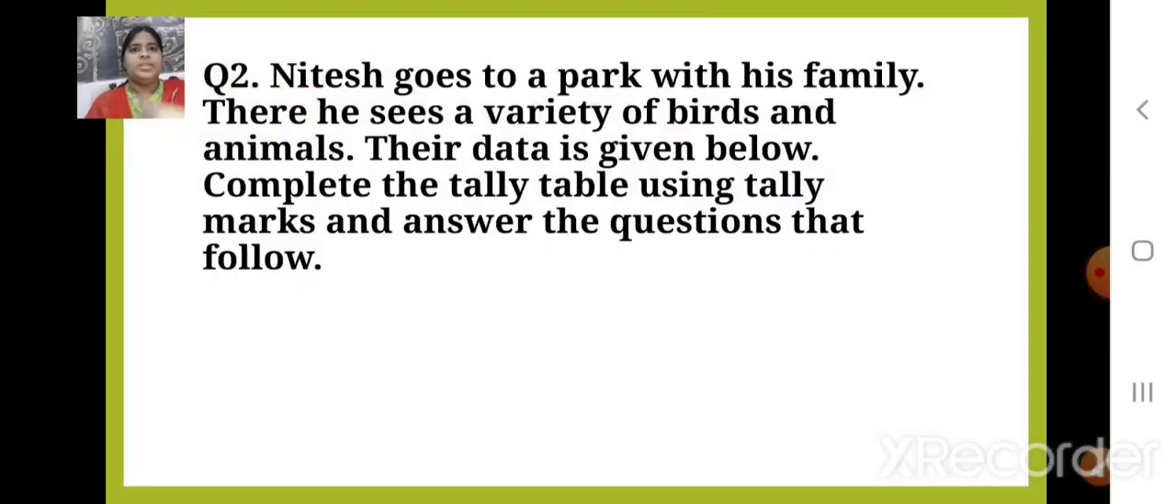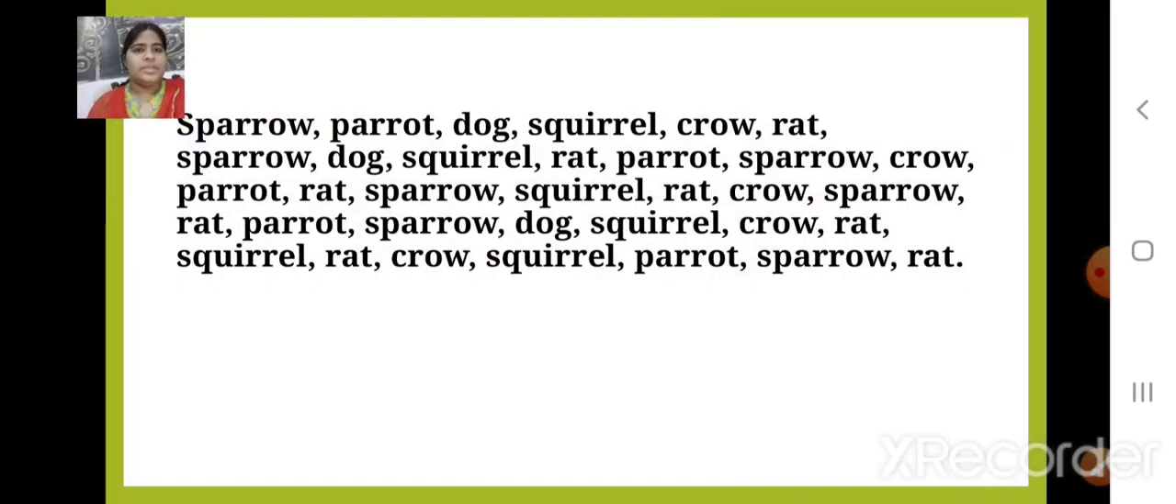Question number 2: Nitesh goes to a park with his family. There he sees a variety of birds and animals. Their data is given below. Complete the tally table using tally marks and answer the questions that follow. So there are 2-3 things that we have to do.